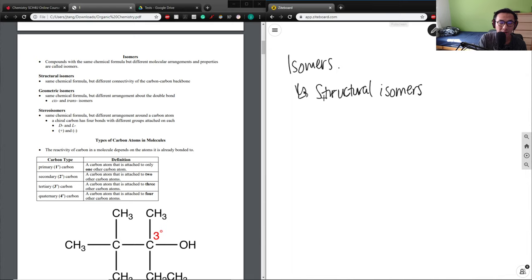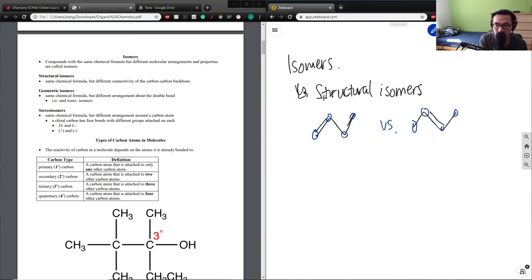I'm going to draw a line diagram. Actually, let me draw the other one first. I'm going to draw this, and then I'm going to draw this. Sorry, that line's really weird. So let's analyze these two compounds. Again, we have 1, 2, 3, 4 carbons and 1, 2, 3, 4 carbons. So they both have four carbons.